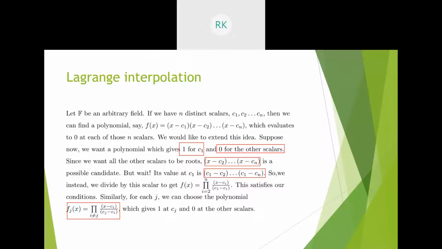So someone wanted the last step again. Okay, so till how much did you understand? Did you understand till the fj(x)? Okay, so you understood till fj(x). So what fj(x) does is that it gives you 1 at Cj and 0 at the other scalars. For example, f2(x) will give you 1 at C2 and 0 at the other scalars.